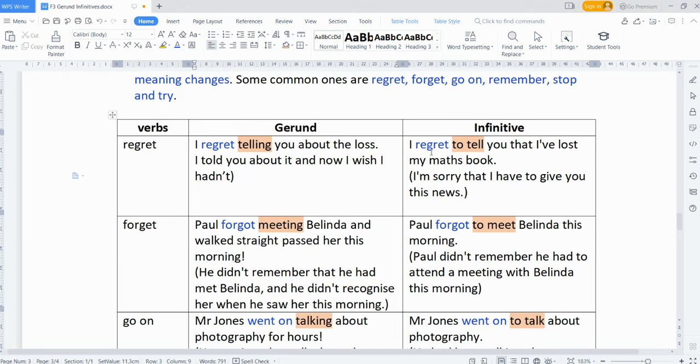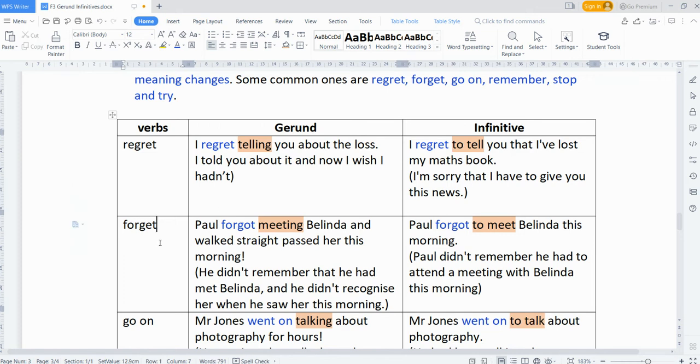And then infinitive, I regret to tell you that I've lost my maths book. It means that I'm sorry that I have to give you this news. Saya minta maaf saya terpaksa bagi tahu ni. So in context, the meaning of these two sentences is different.